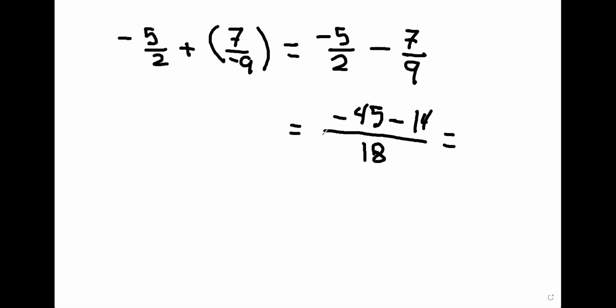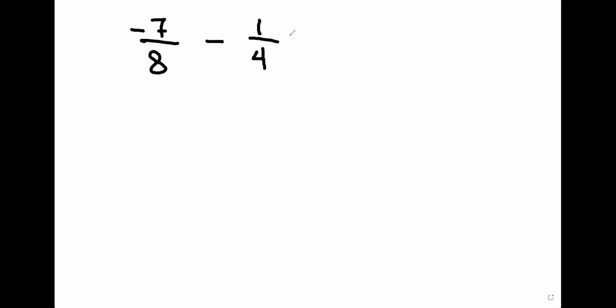Which equals now negative 45 minus 14 is negative 59 over 18, and we just leave it as a proper fraction like that. We cannot reduce this because no number goes into both of them to reduce them any further. So that's your final answer.